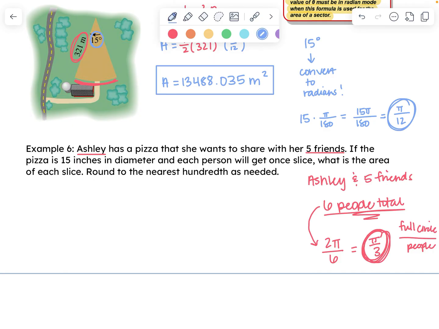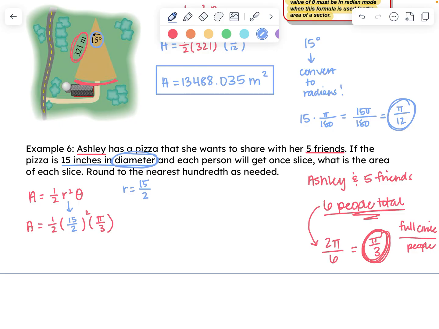The other thing we have to look at too is it says that it's 15 inches in diameter. But for our formula, we don't need the diameter, we need the radius. Remember, our formula is 1/2 r squared theta. So I just found the theta. It's the pi over 3, but my r is not going to be 15, it's going to be half of that. Remember, the radius is half of our diameter. So 15 over 2 squared.